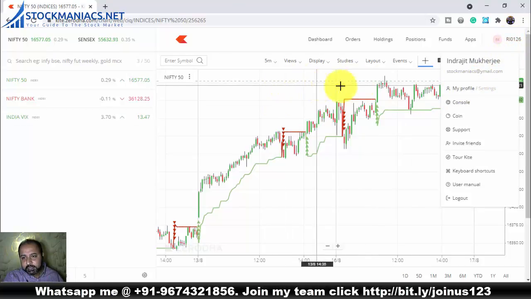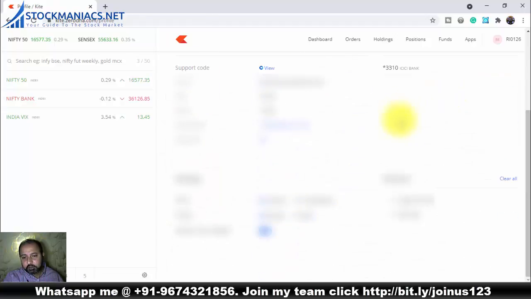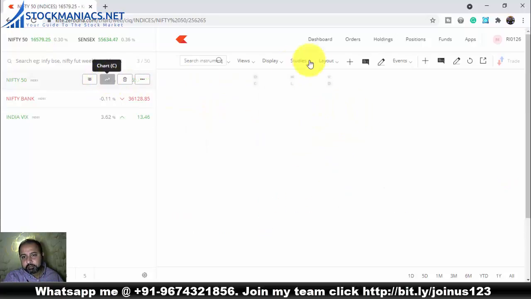So this is the ChartIQ version, and you can go to the other version, that is TradingView, from your profile. So I have gone to my profile section. You can see here by default the chart setting is ChartIQ, but we can also go to TradingView. First I will show you in the ChartIQ chart.